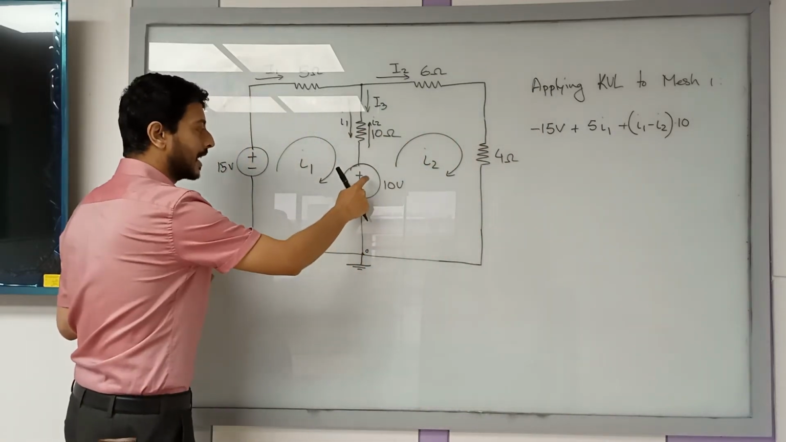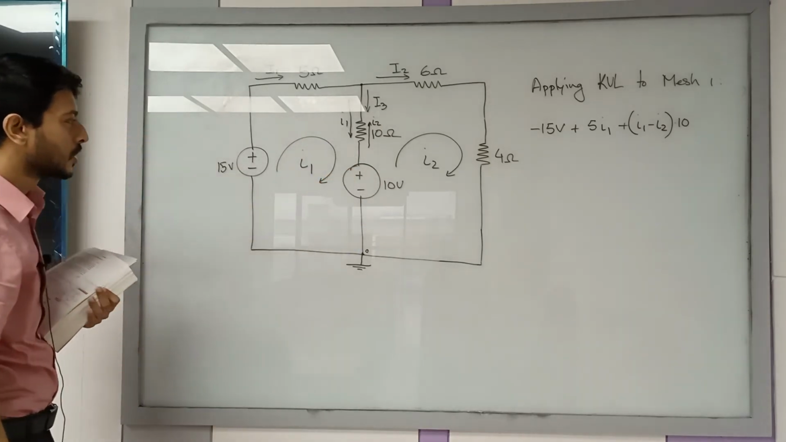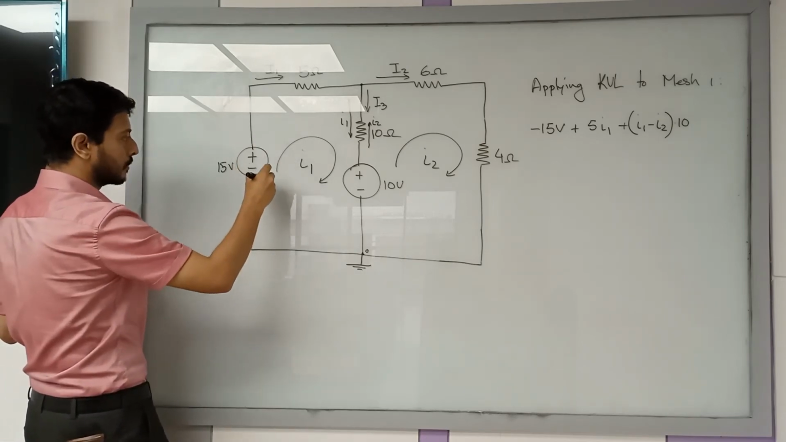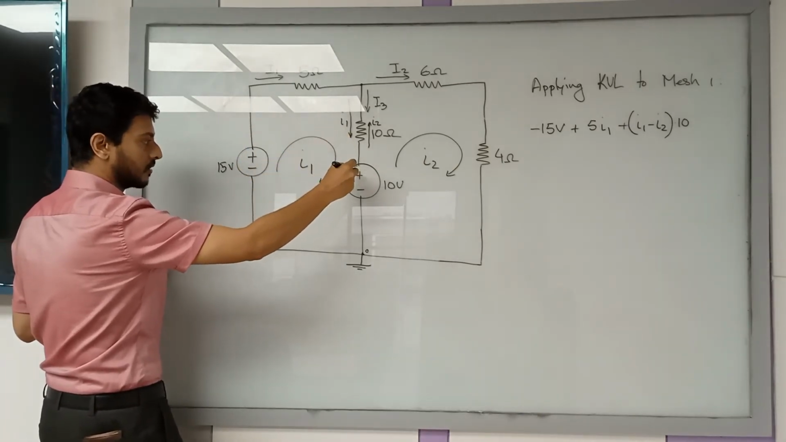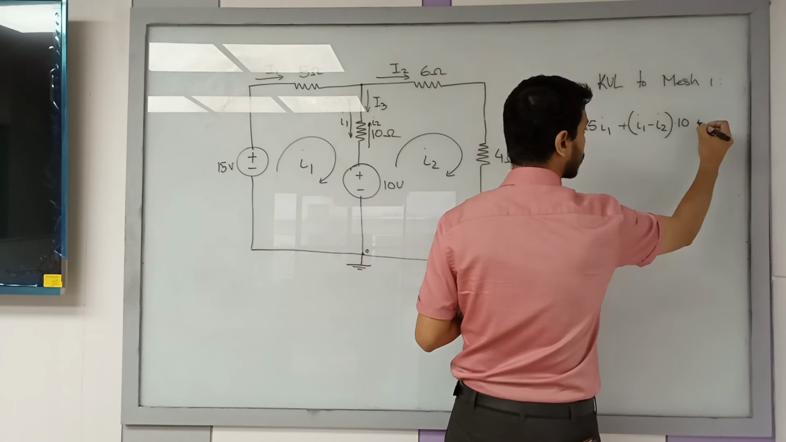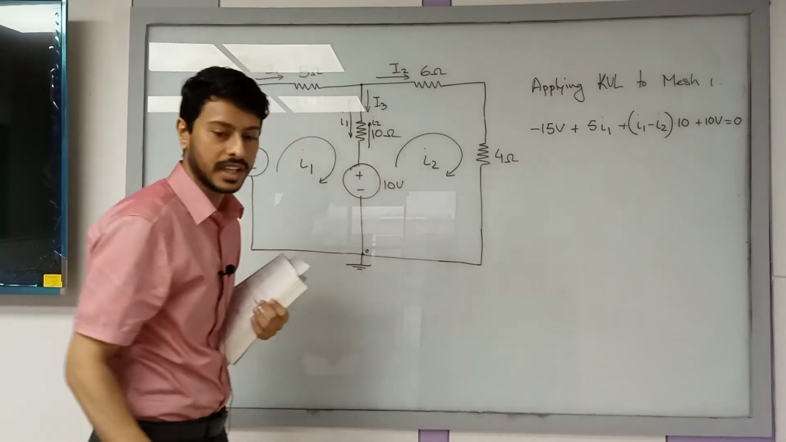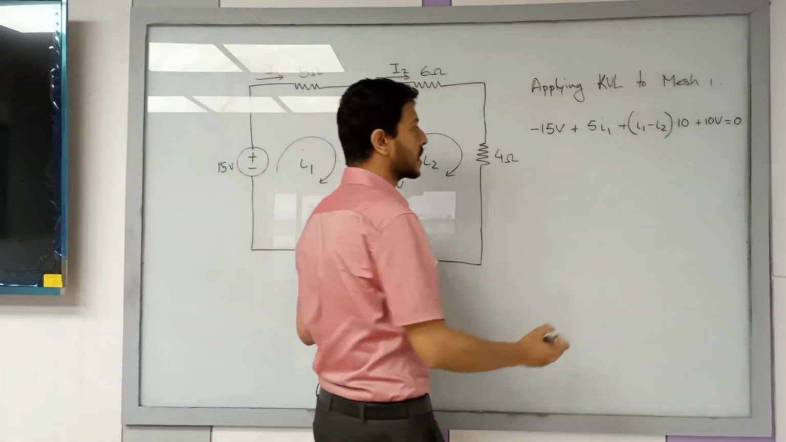Then you have a 10 volt source present over here. If you consider this as negative, this mesh current is going out of this positive end and entering this positive end. So this will oppose this source, so this will be plus 10 volt, which should be equal to 0. So this is your KVL, Kirchhoff's voltage law. The sum of all voltage drops should be equal to 0. So this is equation 1 from mesh 1.